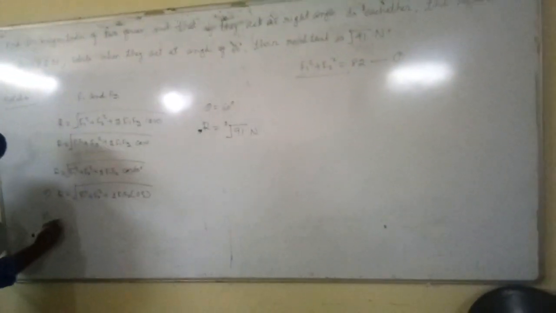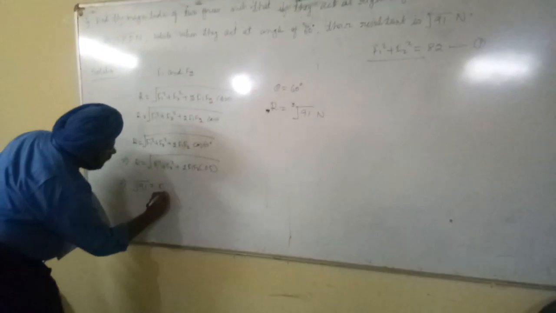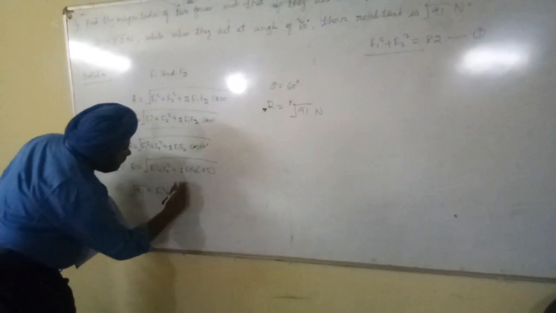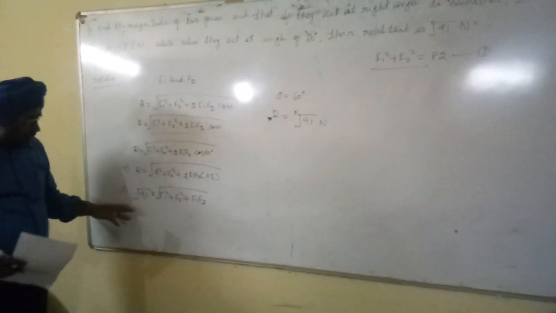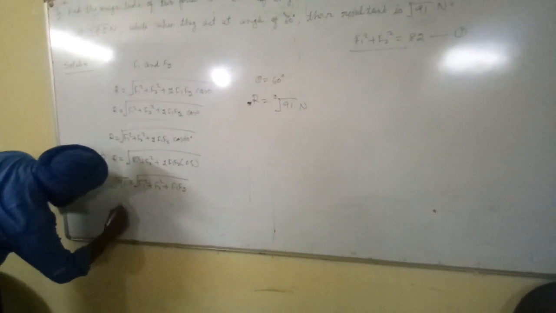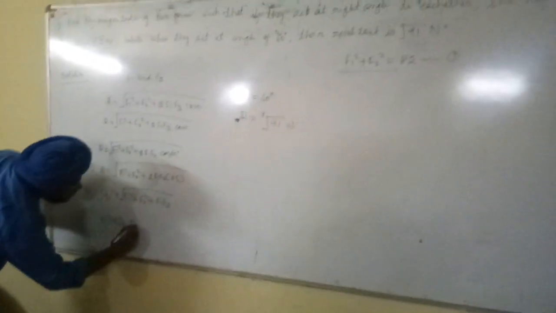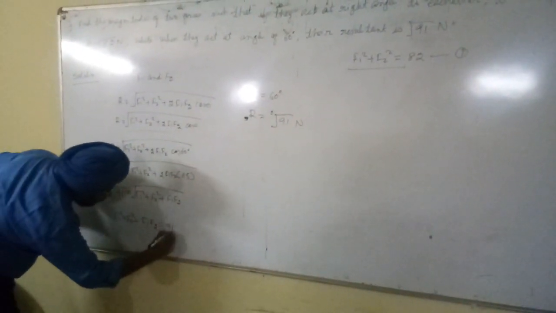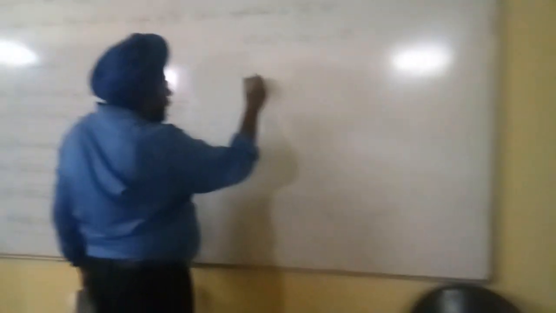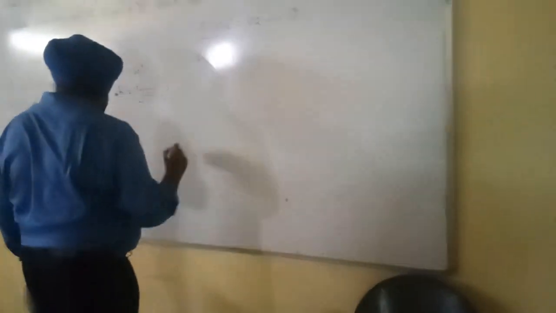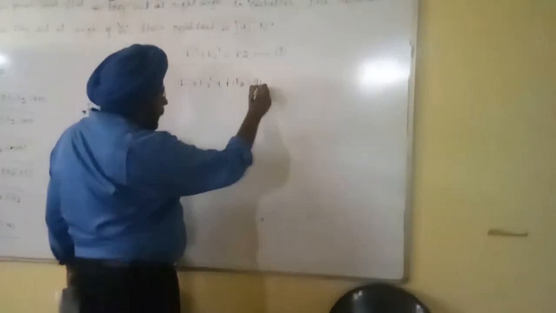So the resultant force is √91 Newton, which is √(F1² + F2² + F1F2). Squaring both sides, we get F1² + F2² + F1F2 equal to 91. So this is our second equation: F1² + F2² + F1F2 is equal to 91.